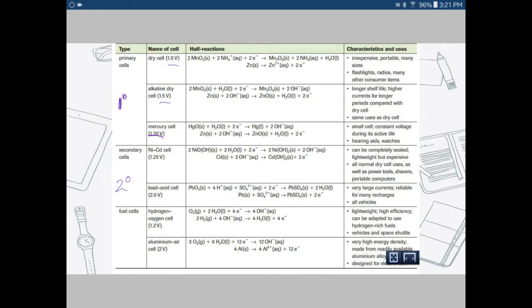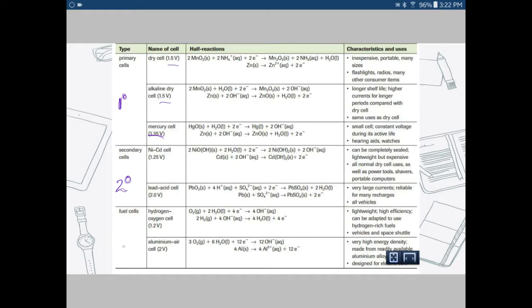So we have a nickel cadmium cell. They're sealed, lightweight and expensive, and they can be used in power tools, shavers, portable computers, things like that. We have our lead acid cell, which has really large currents and is reliable for recharges, and we have them in vehicles. So this is why if you were to get battery acid from your vehicle on you, it could be pretty dangerous. You have acid in there, a very strong acid, so it's definitely not a good thing to have on you. Again, secondary cells are cells that can be recharged.